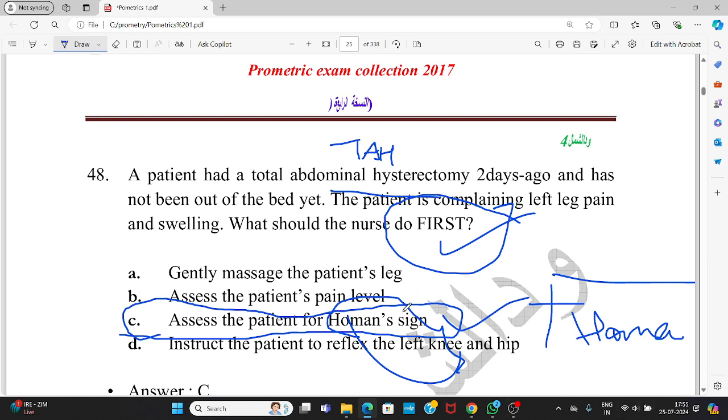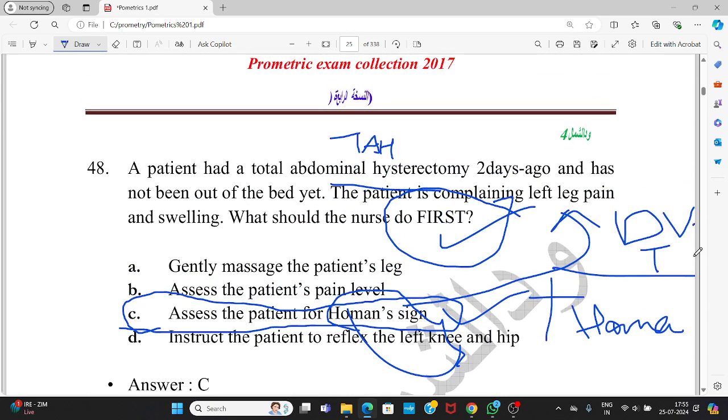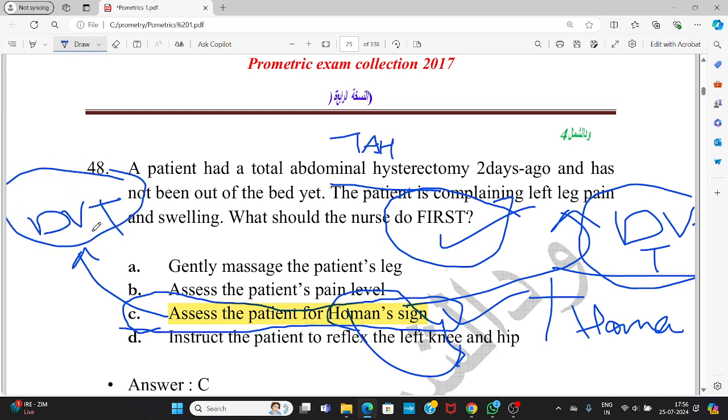If the patient is positive for Homan sign, it means what? The patient is having deep vein thrombosis, which is a potential complication after the surgery. Understood? So when you assess the patient for Homan sign, if the patient is positive, it means the patient is at risk for deep vein thrombosis.